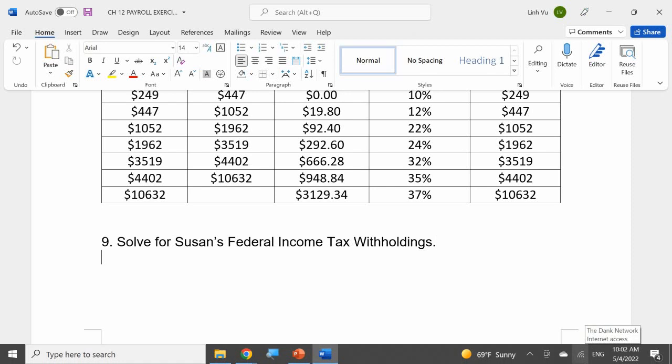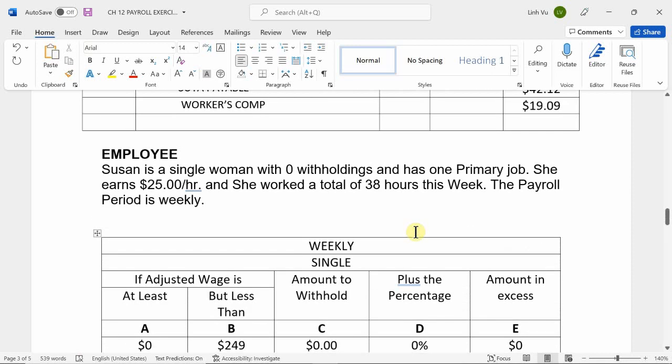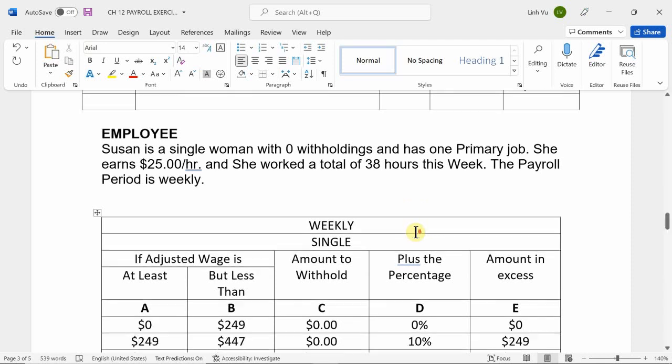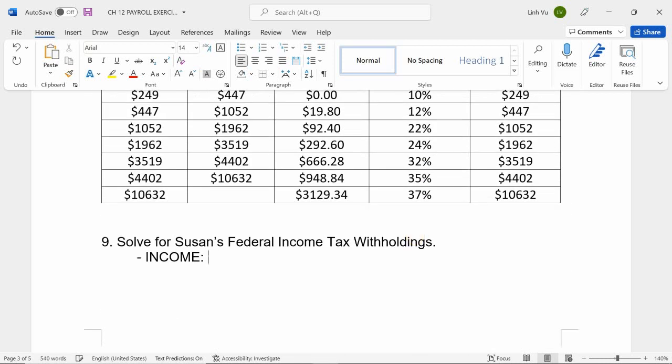Okay, how much did she make? She earns $25, and how many hours did she work? 38. Multiplied, we got 950.